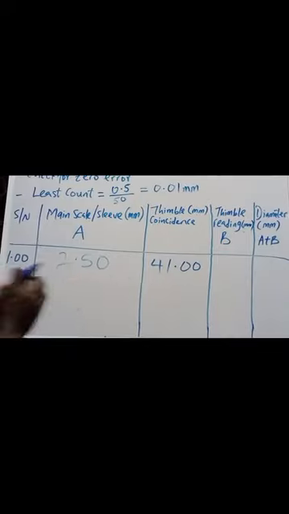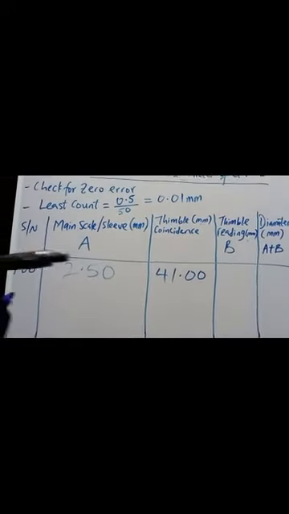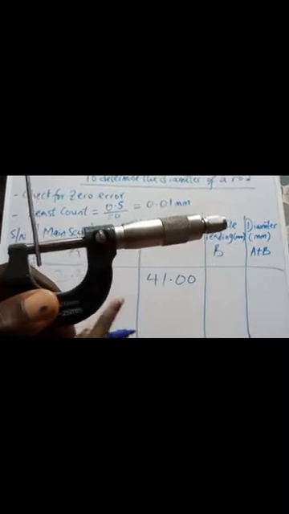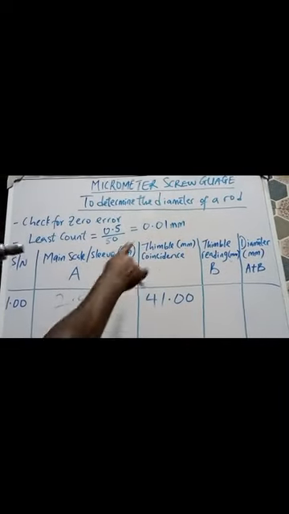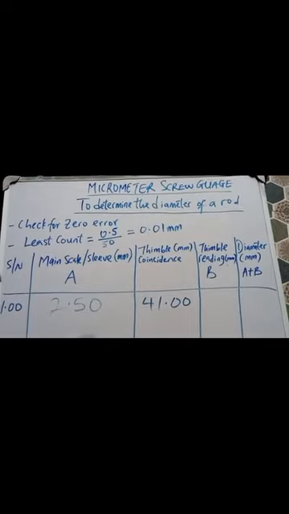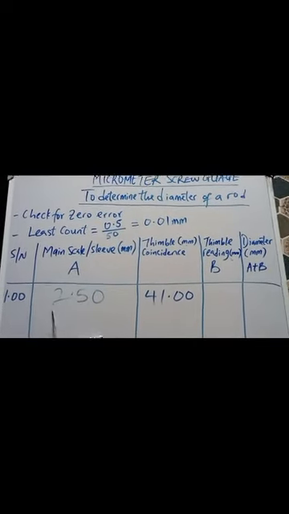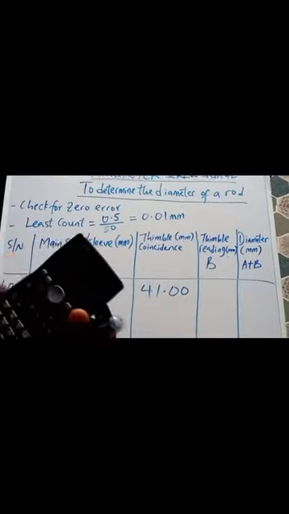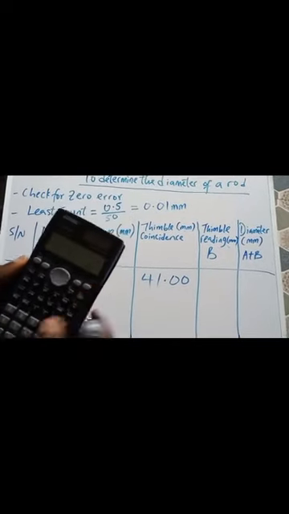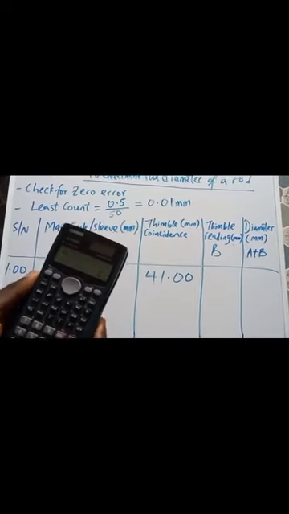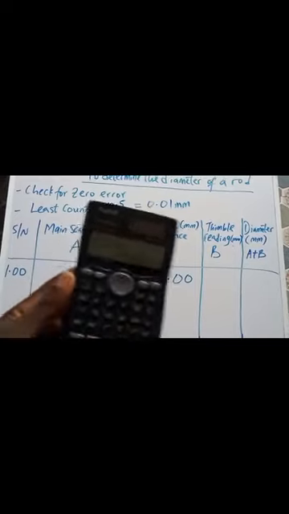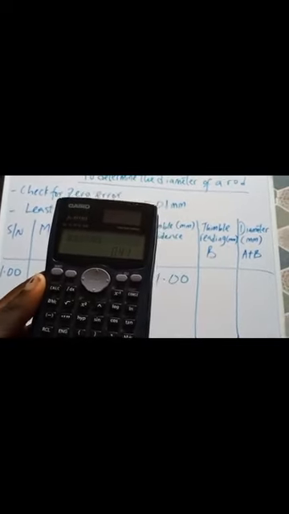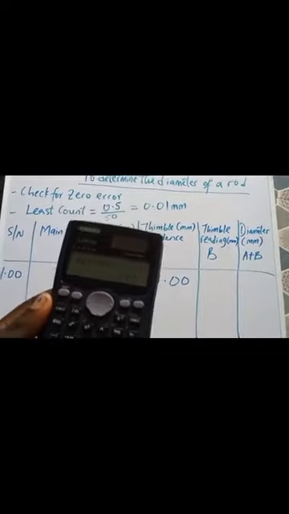41.00, so that they will be in the same decimal places. My thimble reading is gotten by multiplying the thimble coincidence by the least count of this instrument. Our thimble coincidence is 41 and our least count is 0.01. So I'm going to multiply 41 by 0.01. Let's see what we are going to have. We are going to have 0.41. So that's our thimble reading.